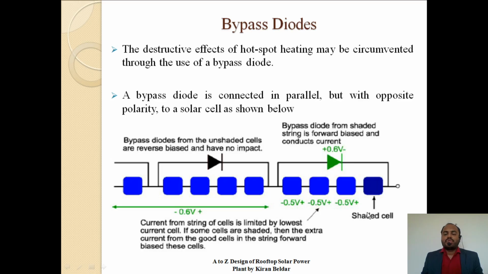Basically, when one of the solar cells in the circuit is not working, the bypass diode connected to the circuit comes into forward bias. So whatever amount of current is generated by these cells, it goes through the bypass diode, bypassing the solar cell, and is further given to the next point. So basically the function of a bypass diode is to bypass the solar cell which is in shaded condition, or which is generating low current.